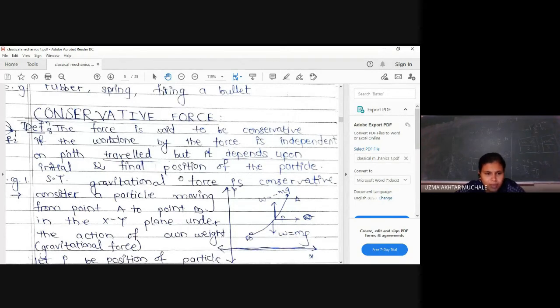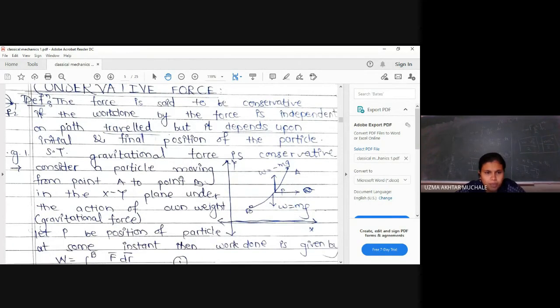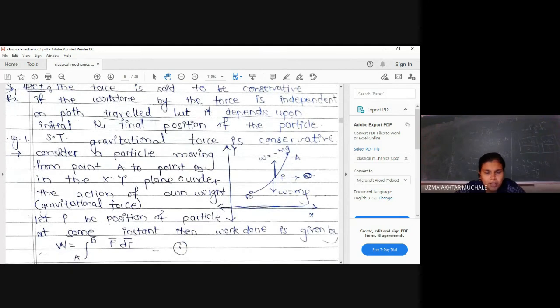Now let us see the example we are going to show: show that the gravitational force is conservative. Now let us go for the example. We have to show that the gravitational field of force is conservative.